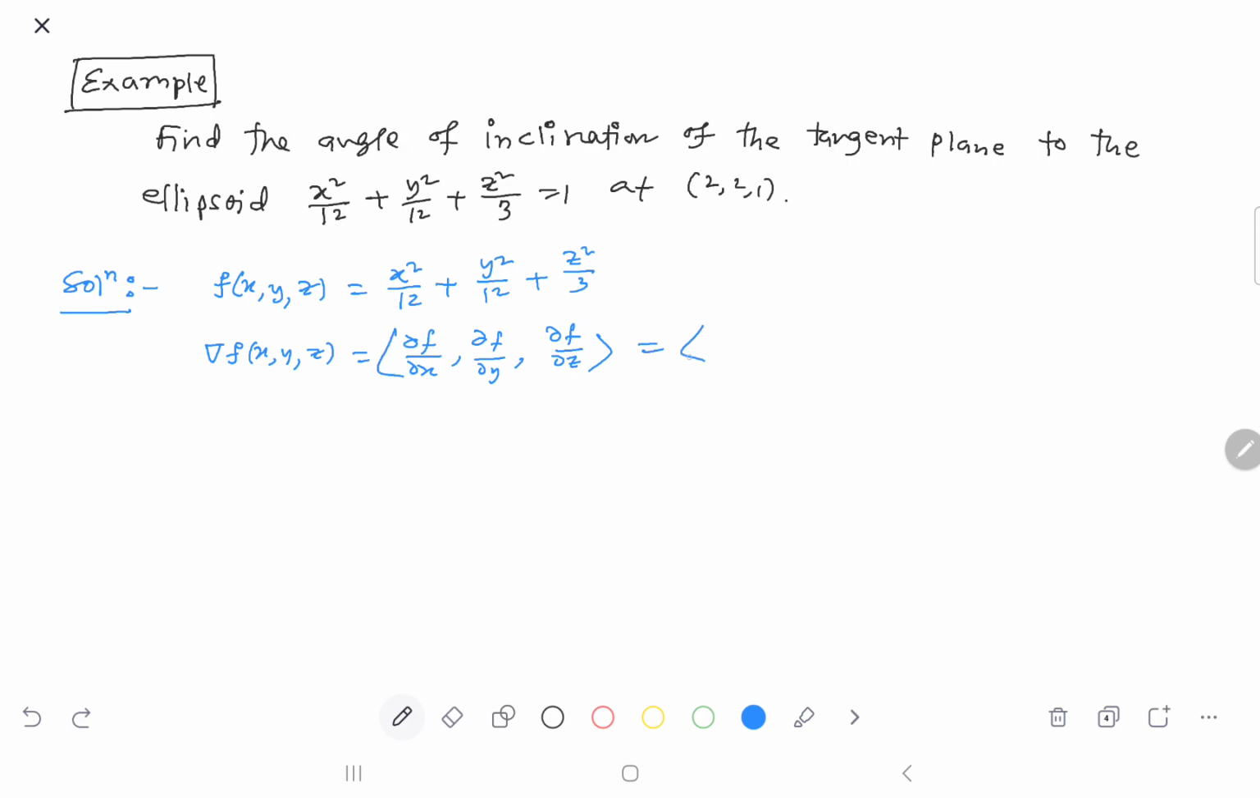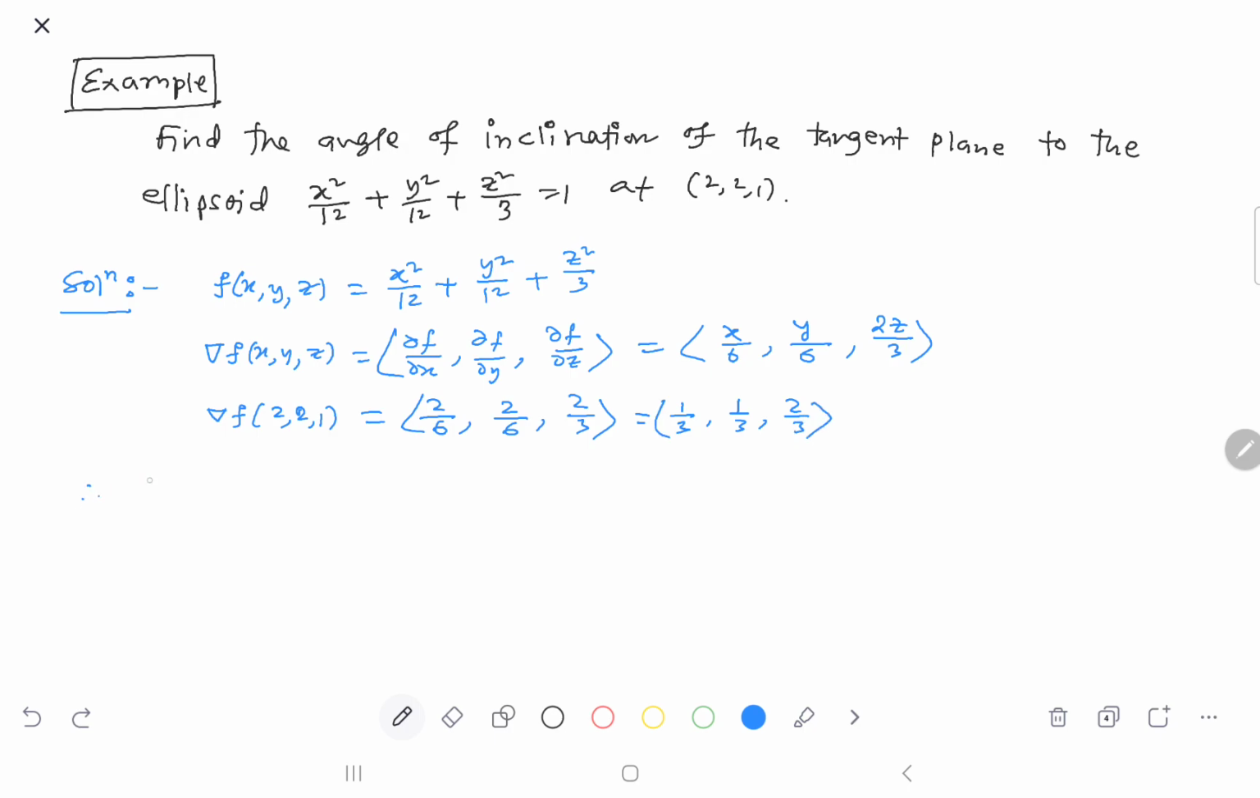What is this? Del f del x? It will be 2x over 12, so x by 6. Del of the y will be 2y over 12, and then del of z would be 2z over 3. At the point (2, 1, 1), you have to put in 2. So 2 over 6, 2 over 6, 2 over 3. So we are getting (1/3, 1/3, 2/3).